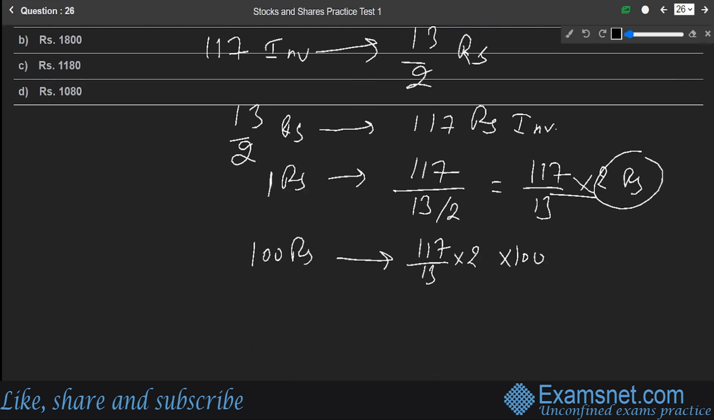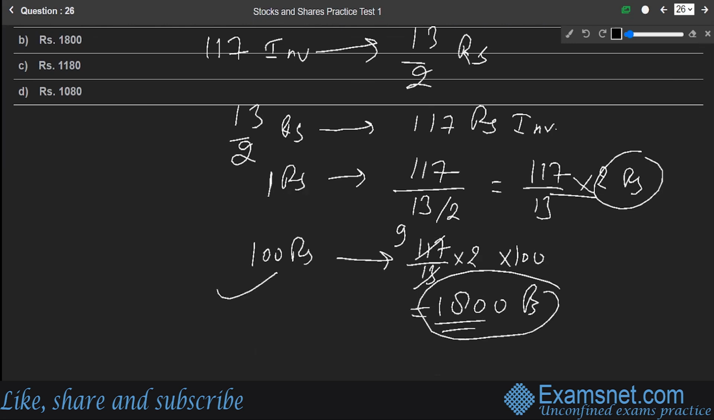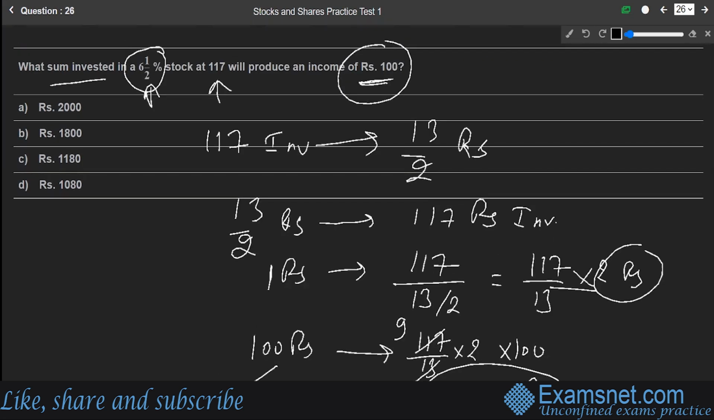So if we simply simplify this particular expression, we're going to get to the right value. 13 can cut 117 directly by 9, and then this is 9 into 2 into 100, which is simply giving us 1800 rupees. So if you invest 1800 rupees, then you're going to get an income of rupees 100. So 1800 is the right answer. It is available clearly in option number B.